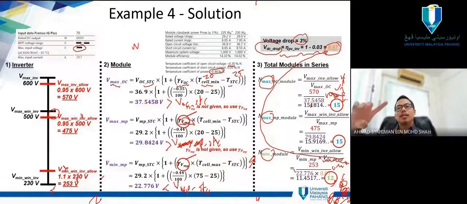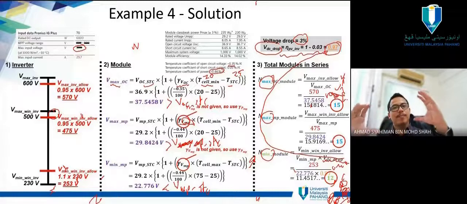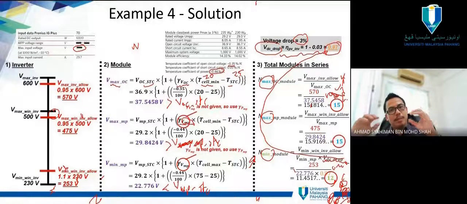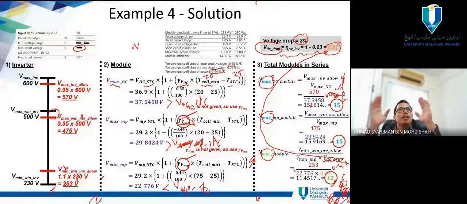So the value will become from 12 to 15. Mean for both cases 15 and 15. So between 12 to 14, 12 to 15 je lah. So maximum numbers, total number of string, maximum numbers tu boleh 15, minimum numbers tu 12. So in one string you can fit up the modules between 12 to 15. Okay, 12 to 15.